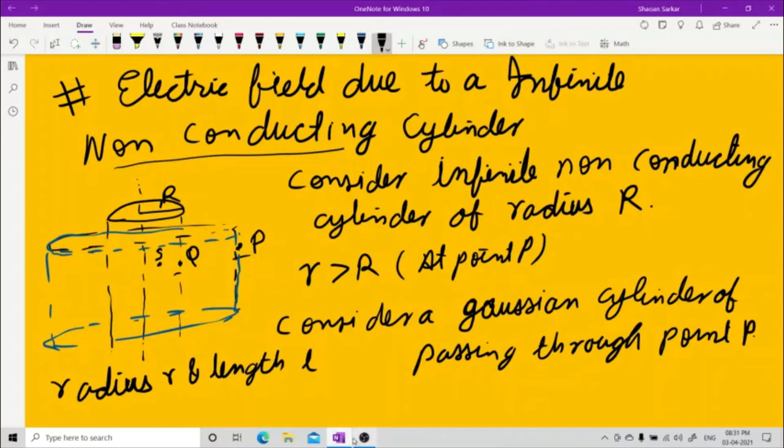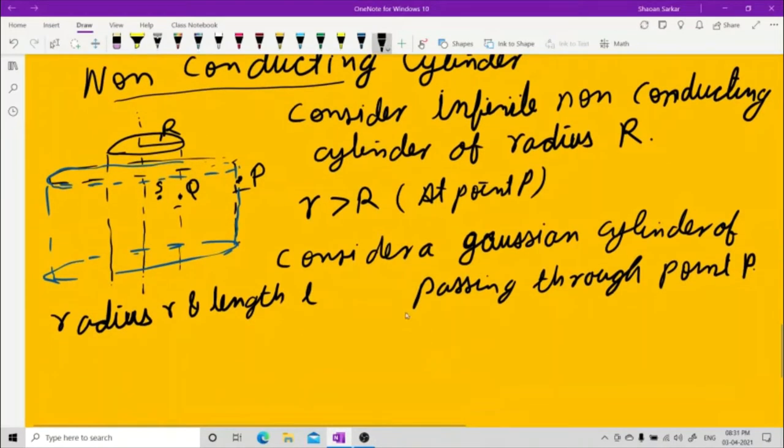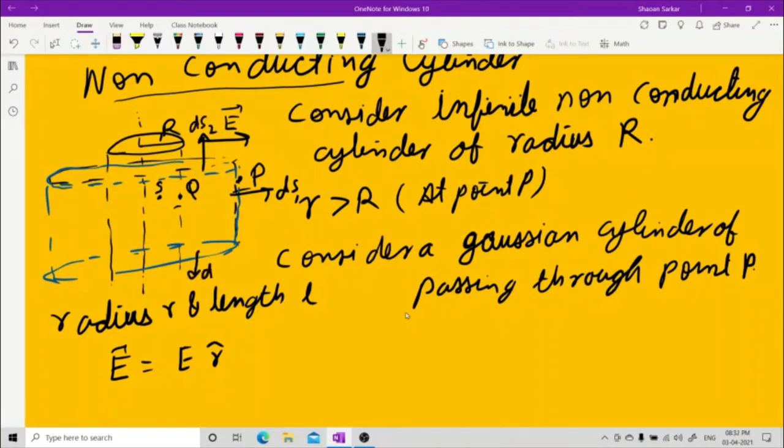Now, see here. The electric field E is equal to E r cap. I will use cylindrical coordinates because this is a cylinder. So the electric field is directed in this sense. Now there is a surface here dS1, there is a surface here dS2, and similarly, the way I did in the earlier video, this is dS2, and this surface which is downward is dS3.